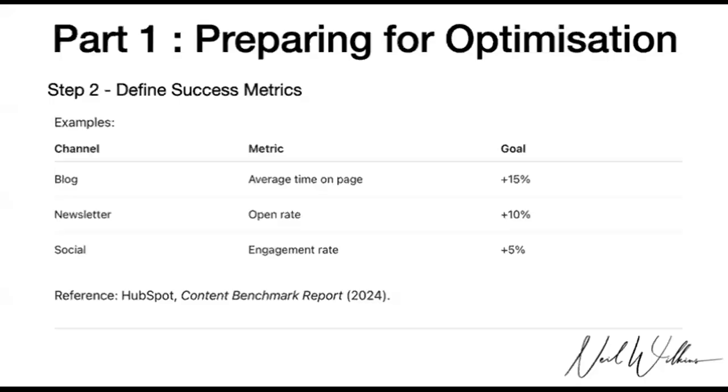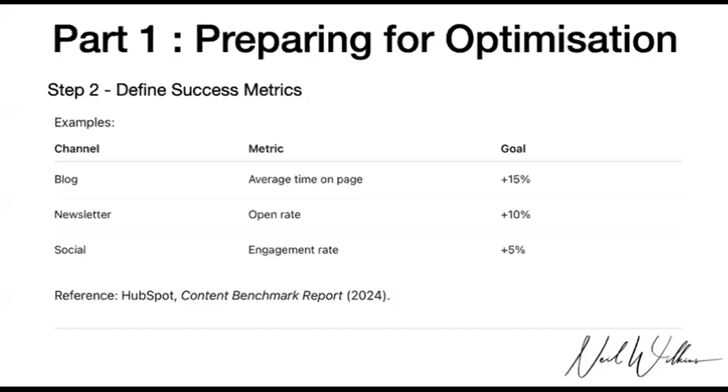If it was a newsletter going out by email, it could be open rate. Maybe you want to improve that by, say, 10%. If it's a social post, almost certainly, because the clue is in the name, social, you want to improve the engagement rate, and maybe don't push that one too hard. Maybe go for something like a 5% improvement.